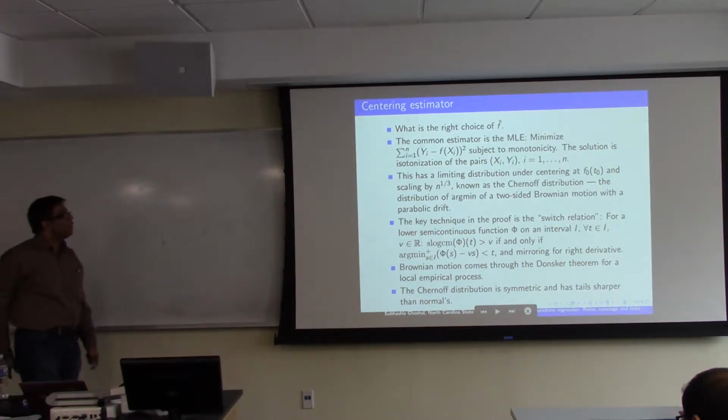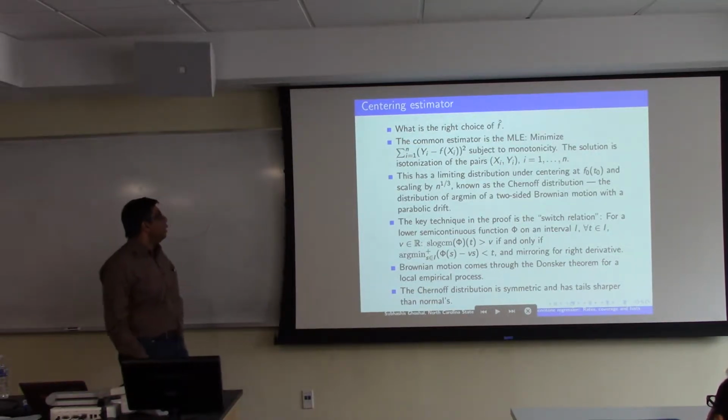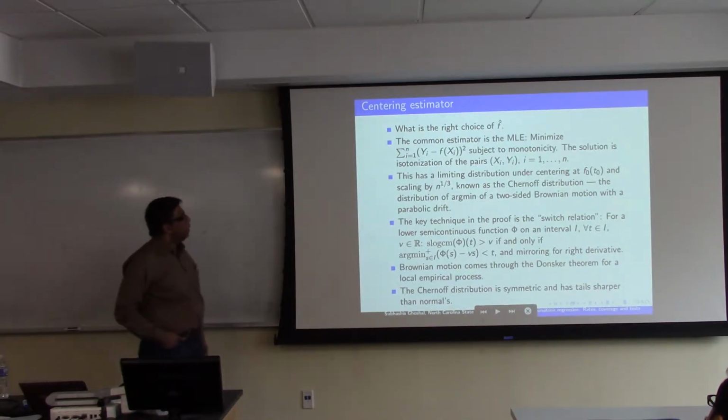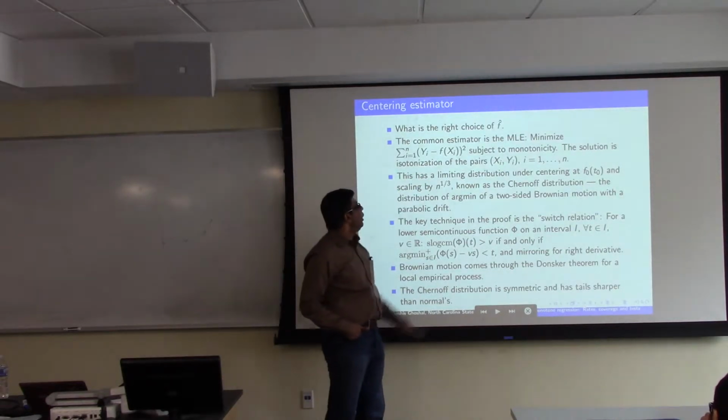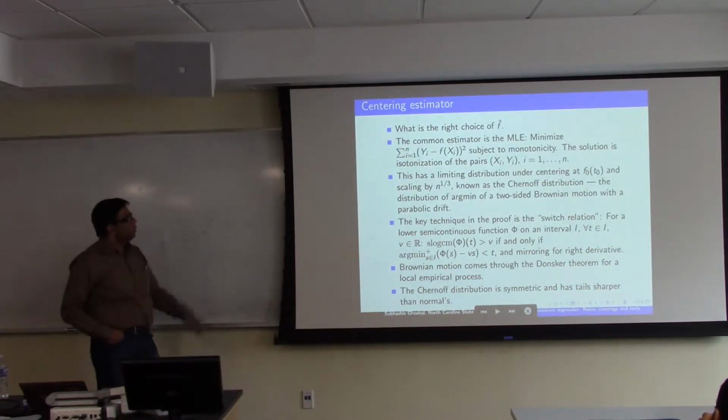First, to answer that, we need to know what is the right choice of the centering, because a lot depends on that. In the parametric case, you take the MLE and it works. You could take any Bayes estimate and that works. But what is the right thing in this case? Well, the common estimator is obtained by the isotonic regression problem. So you minimize this subject to the monotonicity of f, and the solution is the isotonization of these pairs. What do you mean by common?